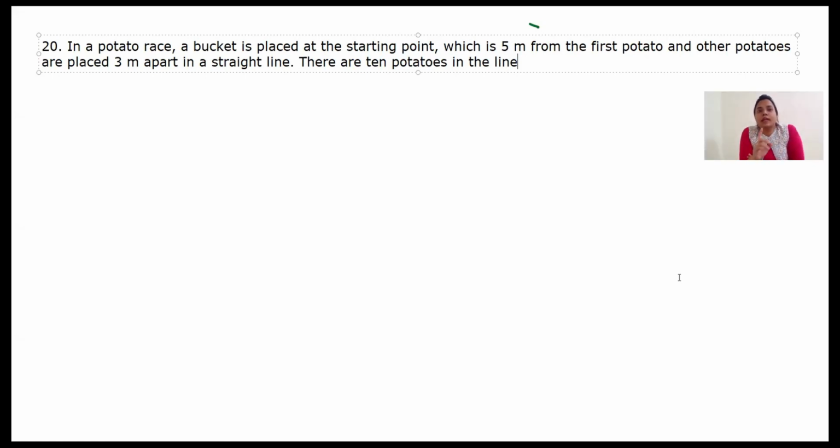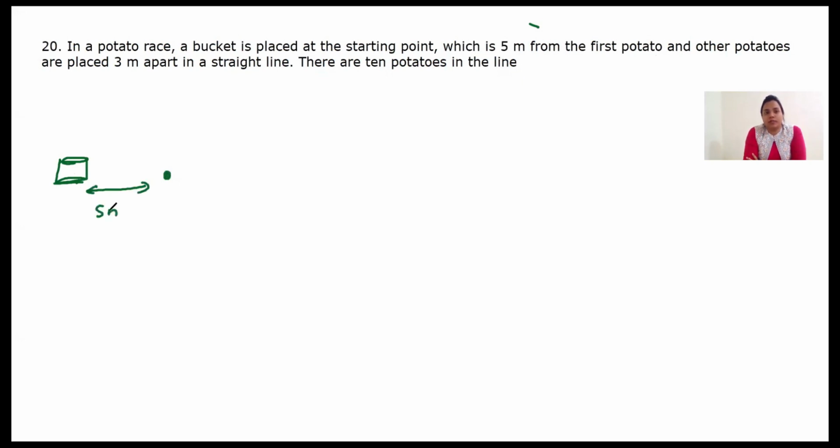20th question. In a potato race, a bucket is placed at the starting point. It means the bucket is placed over here. Suppose this is the starting point, a bucket is placed over here, which is 5 meters from the first potato. And first potato is placed here. This distance is 5 meters.